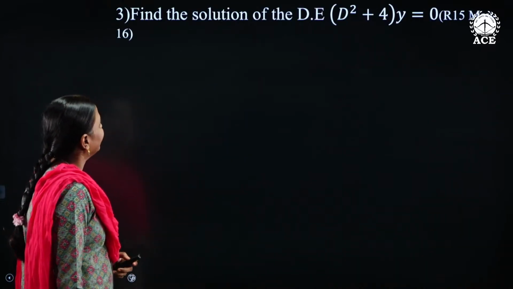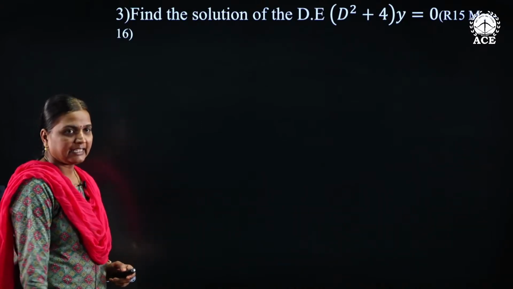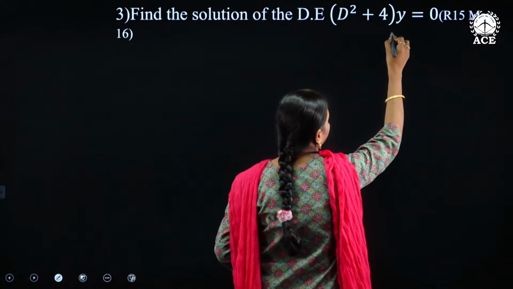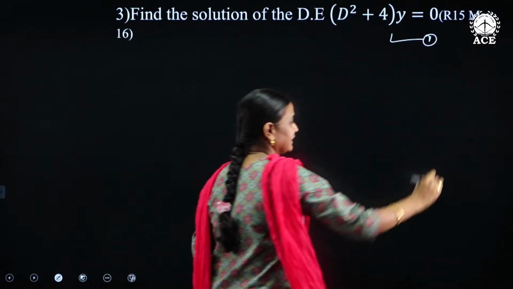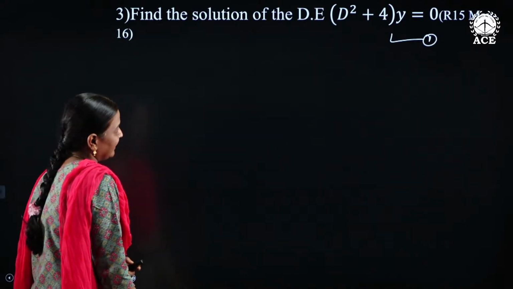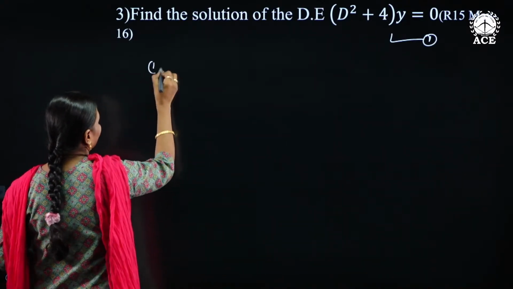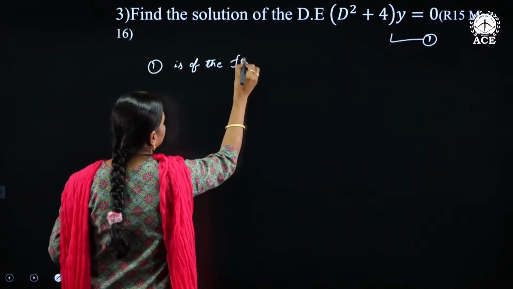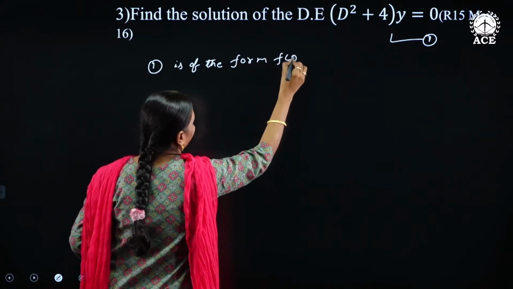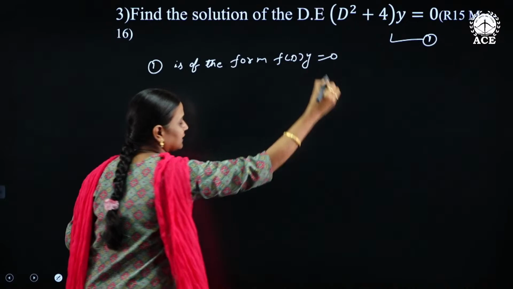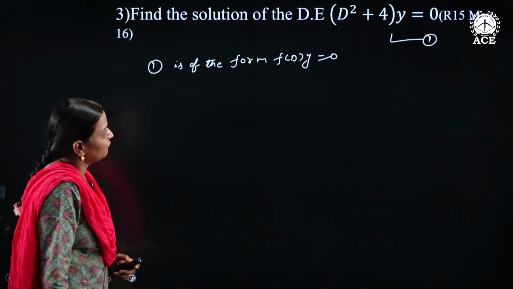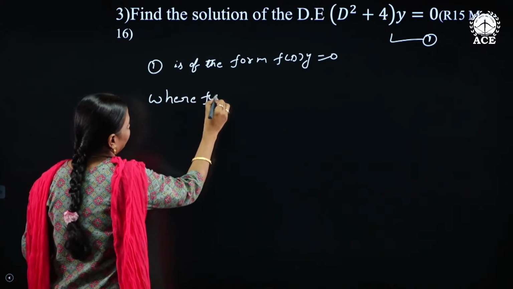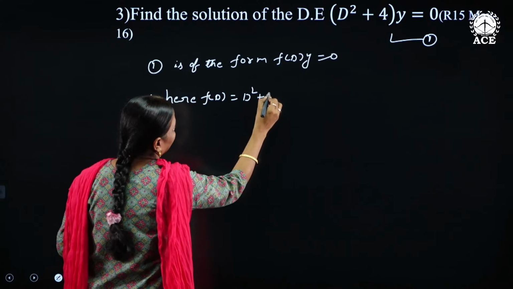Next question, find the solution of the differential equation D square plus 4 into y is equal to 0. So what is the given differential equation? D square plus 4 into y equals 0. Let us consider it as equation 1 and write the standard form. Equation 1 is of the form F of D into y is equal to 0, where F of D is equal to D square plus 4.